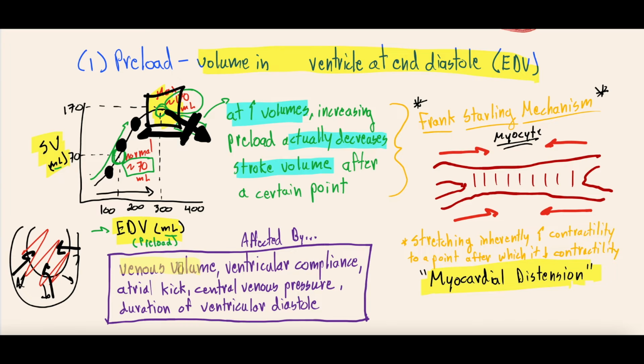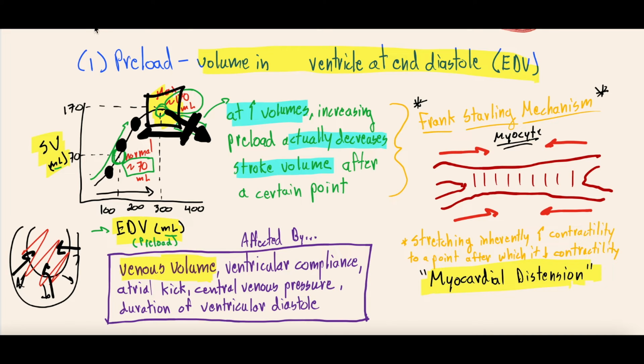There are a bunch of things that affect preload. One is venous volume. That's what we just talked about. If you're super dehydrated, giving you more volume in your blood vessels, more volume in your veins, is going to increase your preload and then increase your stroke volume. In addition, as you mentioned, if you have too much volume in your veins, you have heart failure and are fluid overloaded, decreasing some of that venous volume can actually increase your stroke volume.